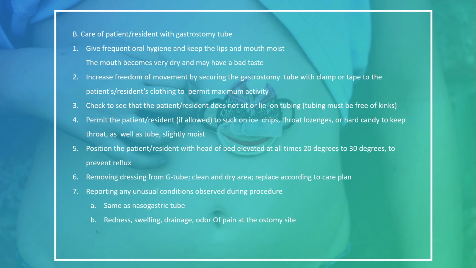Position the patient or resident with head of bed elevated at all times, 20 degrees to 30 degrees, to prevent reflux. Remove dressing from the G-tube, clean and dry the area, replace according to the care plan. Report any unusual conditions observed during procedure, the same as nasogastric tube: redness, swelling, drainage, odor, or pain at the ostomy site.